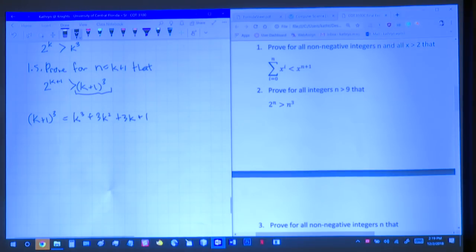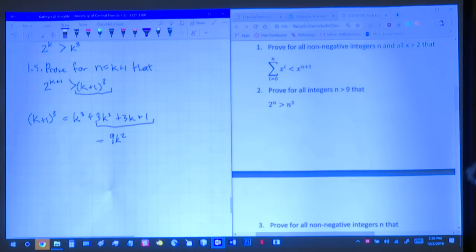Basically what I did was I took this section and I assumed that this would be less than or equal to 9k squared, because if k is 10 or greater, then these three terms, when you add them together, will be less than or equal to this.